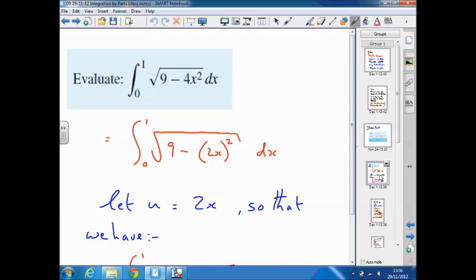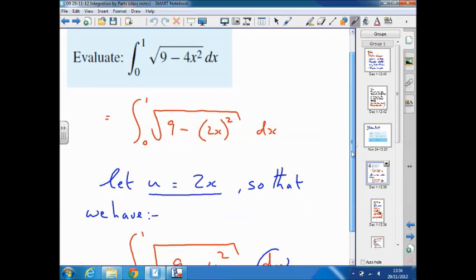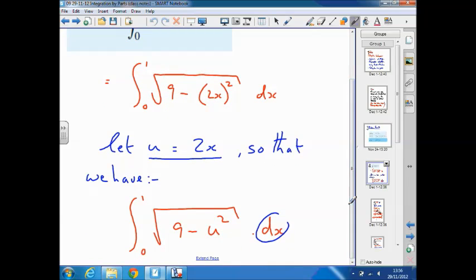So what we have to do is think about making this something squared. So we let 2x be inside a bracket. If I square that bracket, I'll end up with 4x squared, which is this. So what I do is I call that this. So I can say I've got something squared. And then I let u equal 2x. So that we've got the integral between 1 and 0 of the square root of 9 minus u squared.